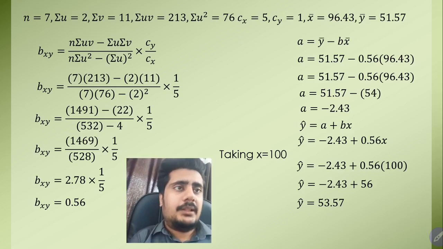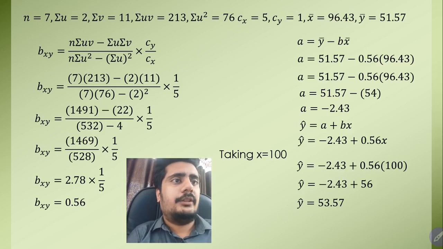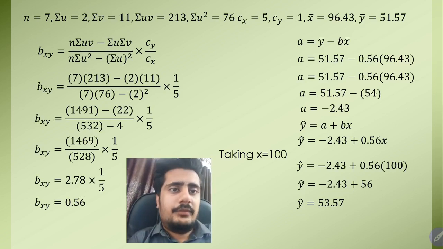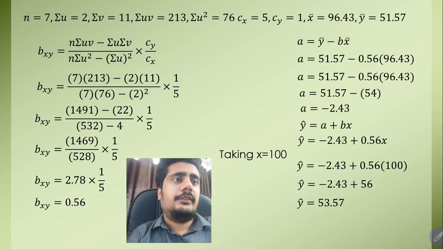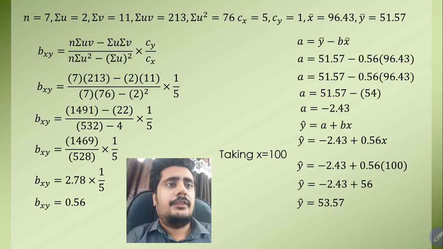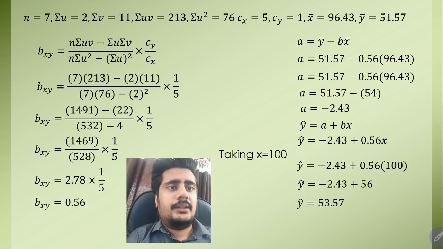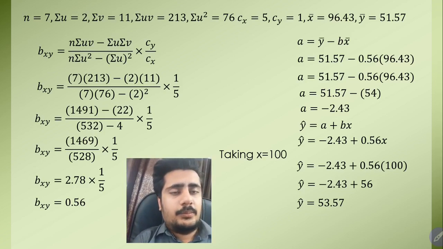A is y bar minus b x bar. Y bar is 51.57 minus b is 0.56, x bar is 96.43. A is equal to 51.57 minus 0.56 into 96.43. So if you multiply 96.43 into 0.56, it's 54. 51.57 minus 54 is minus 2.43. Now let's take y cap. Y cap is minus 2.43 plus 0.56x.